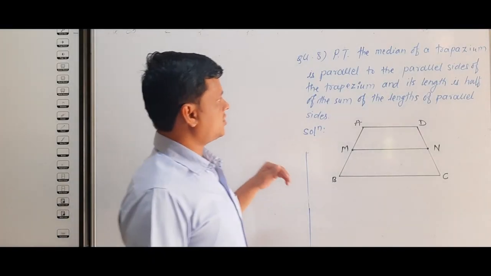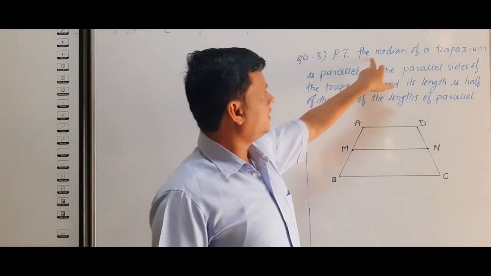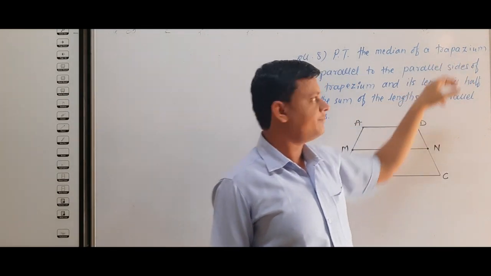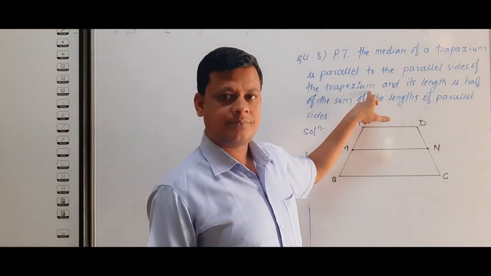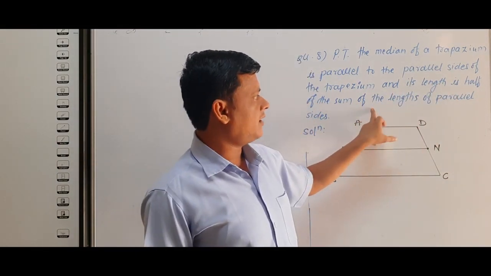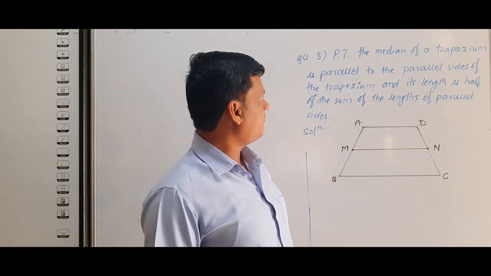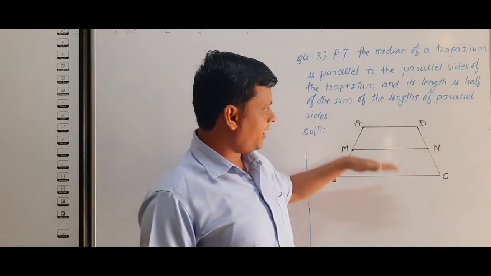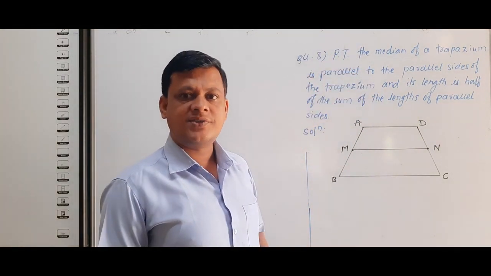Now see the next question. In this question we have to prove that the median of a trapezium is parallel to the parallel sides of the trapezium and its length is half of the sum of the length of parallel sides. So first we see diagrammatically what we have to show and what we have to consider.